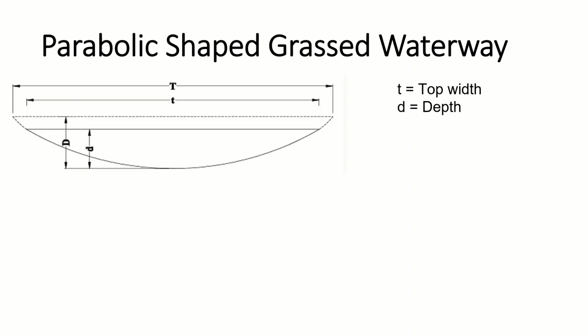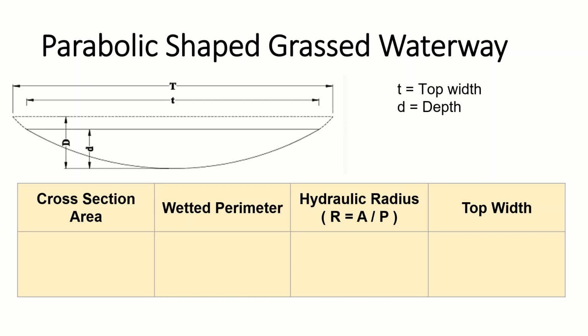Let us discuss the parabolic shape now. Parabolic shaped grass waterway. Now, to calculate the cross-sectional area of this parabolic shaped grass waterway, we need the top width and the depth. Okay, so A is equal to 2 by 3 multiplied by top width multiplied by depth. Wetted perimeter is T plus 8D square by 3T. Again, depth and top width are required to calculate the wetted perimeter. Hydraulic radius then can be easily calculated as it is the ratio of area and perimeter. So R is equal to A divided by P.